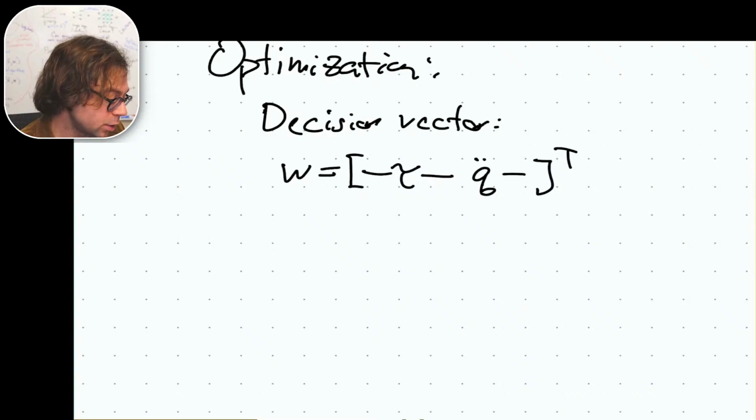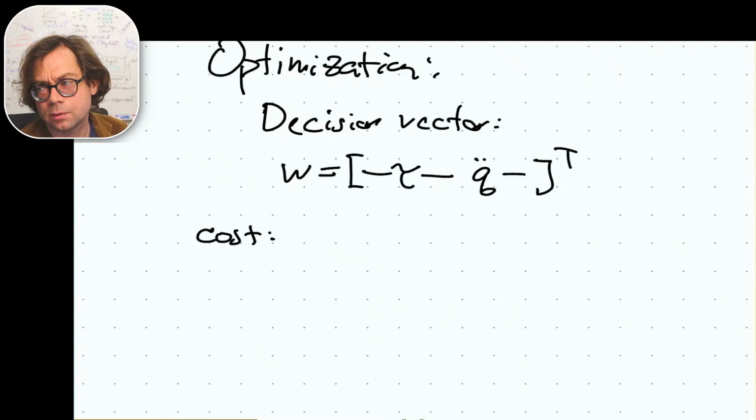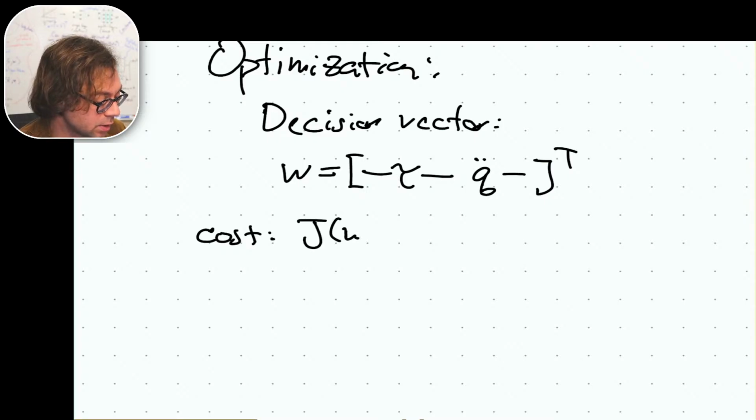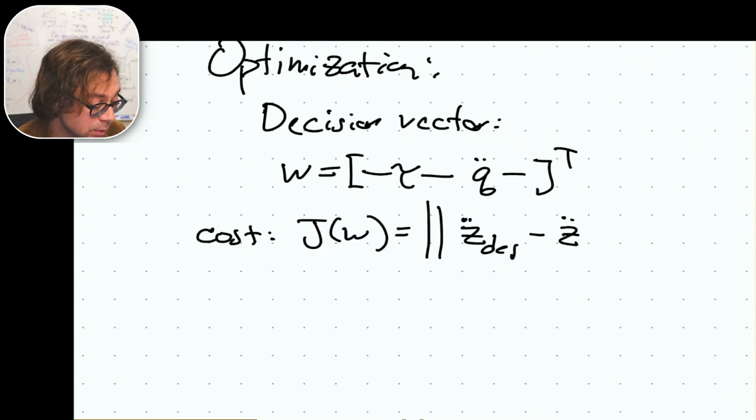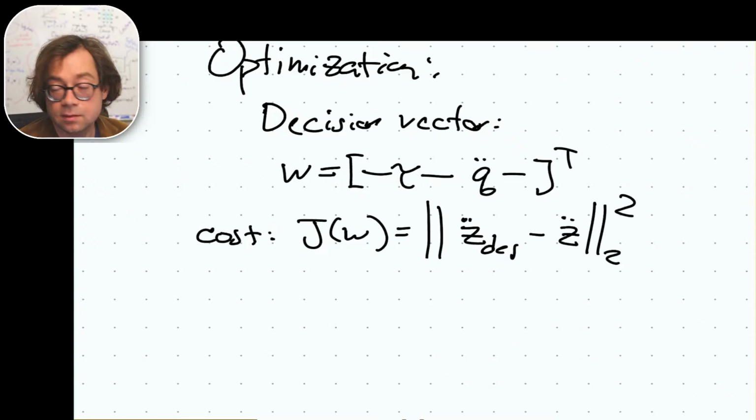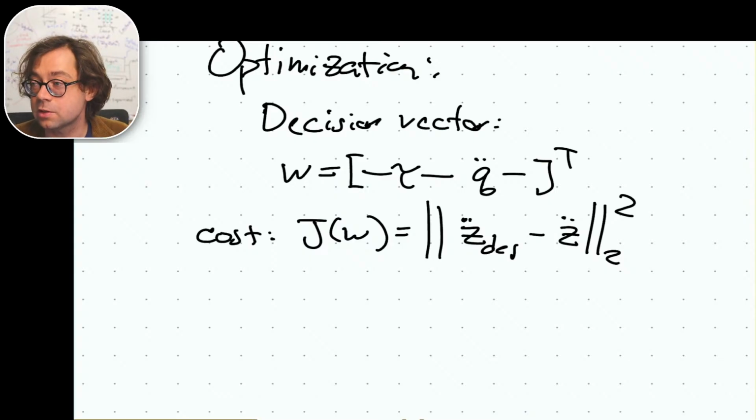Now our cost function, we'll call it J of W just because I've already used F, and I apologize for it. Our cost function, again, is going to be the difference between Z double dot desired minus Z double dot, squared. That's the 2 norm, and then we square it.